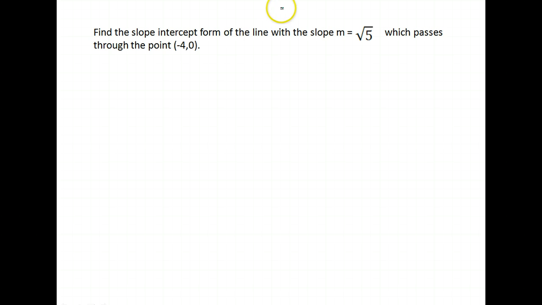All right, let's write the slope-intercept form of the line with a slope of square root 5 and passes through the point negative 4, 0. So again, we read carefully. This wants slope-intercept form, so make sure you have clearly in your notes which is point slope and which is slope-intercept. We start by putting our parts into the point slope formula.